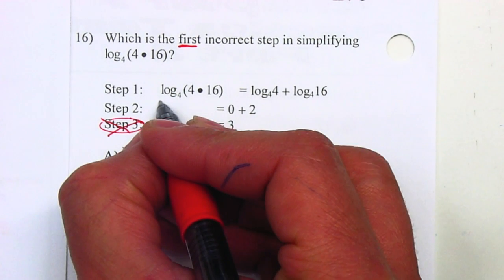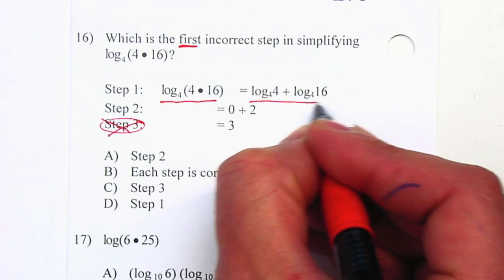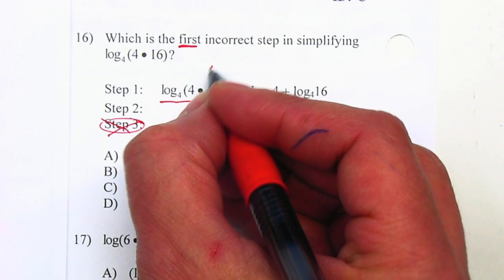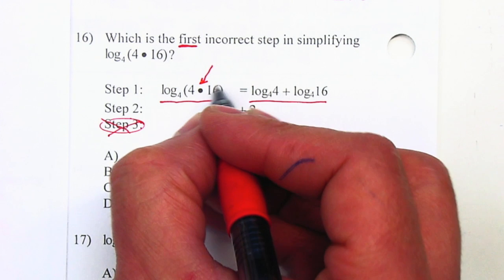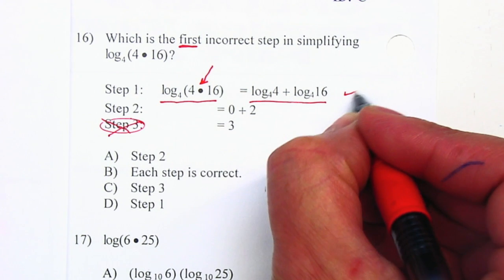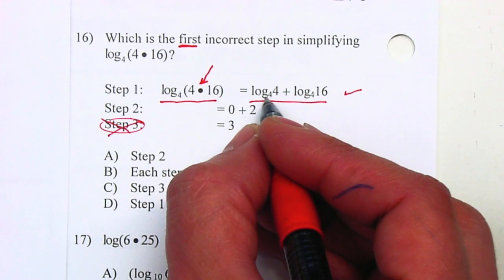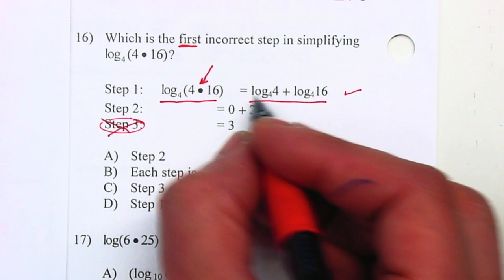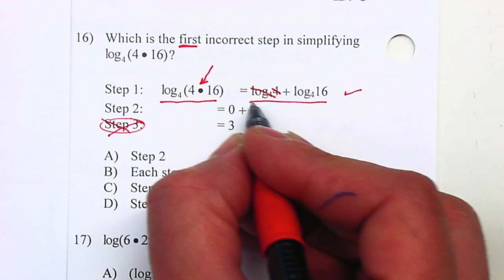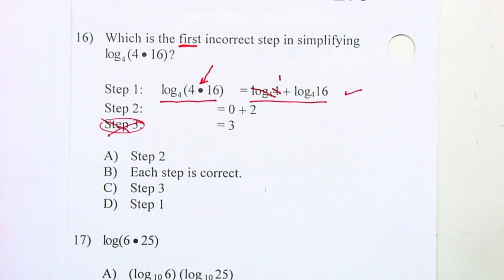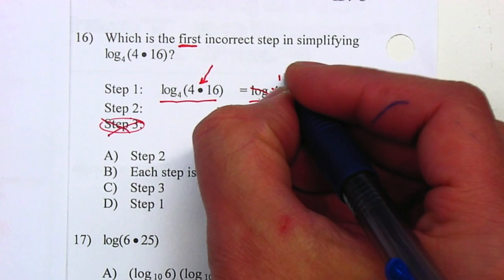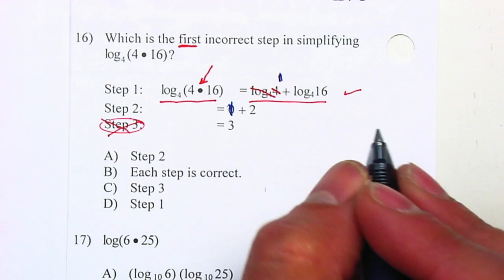So first, how did they get from here to here? They expanded it. If there's a multiplication, what should be in between? A plus, correct. So that step is correct. Now, how did they end up with 0? So this cancels, but we are left with the exponent of 1. We should have a 1 in here.